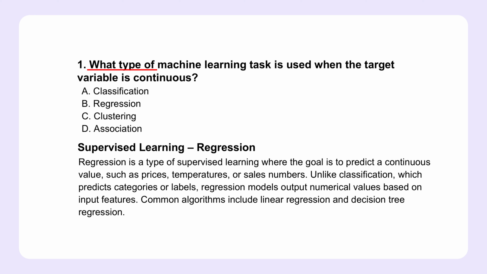What type of machine learning task is used when the target variable is continuous? Options are classification, regression, clustering, association. And the correct answer there is regression. Regression. We hear that word a lot. What makes it the right choice when the target is continuous?